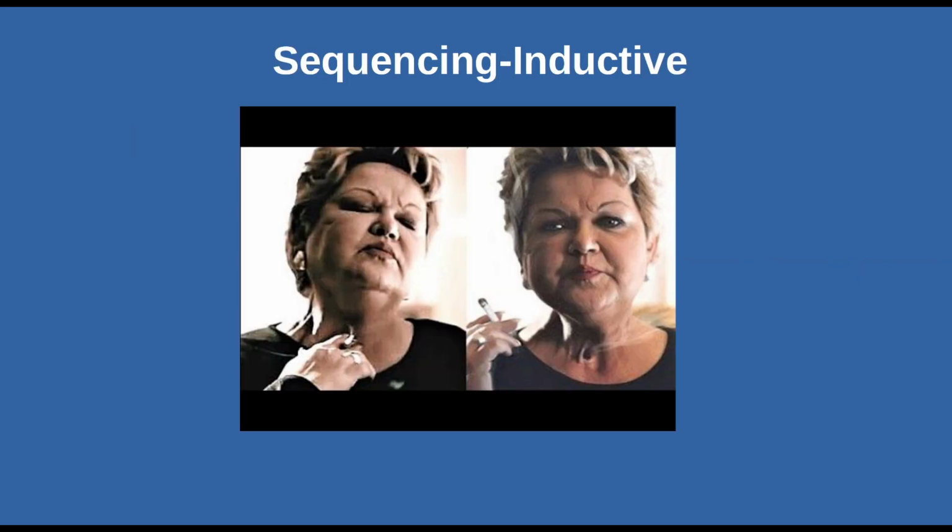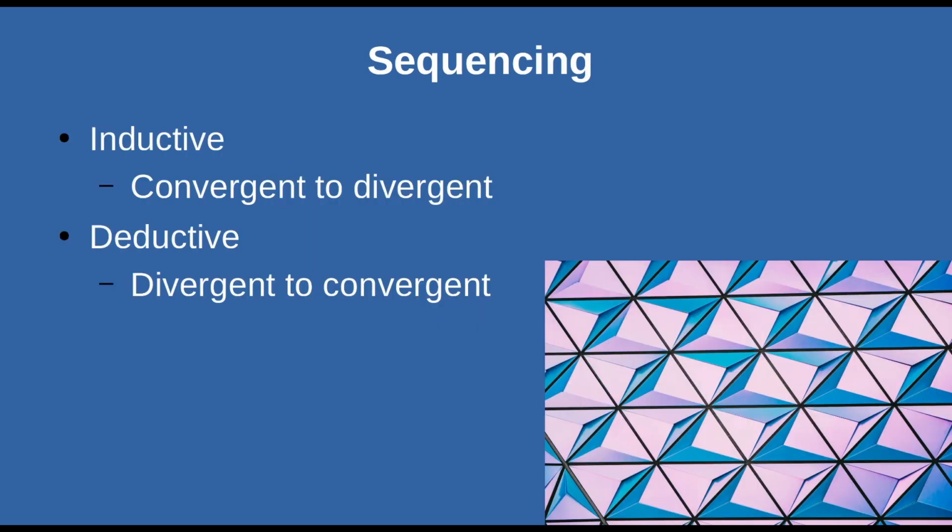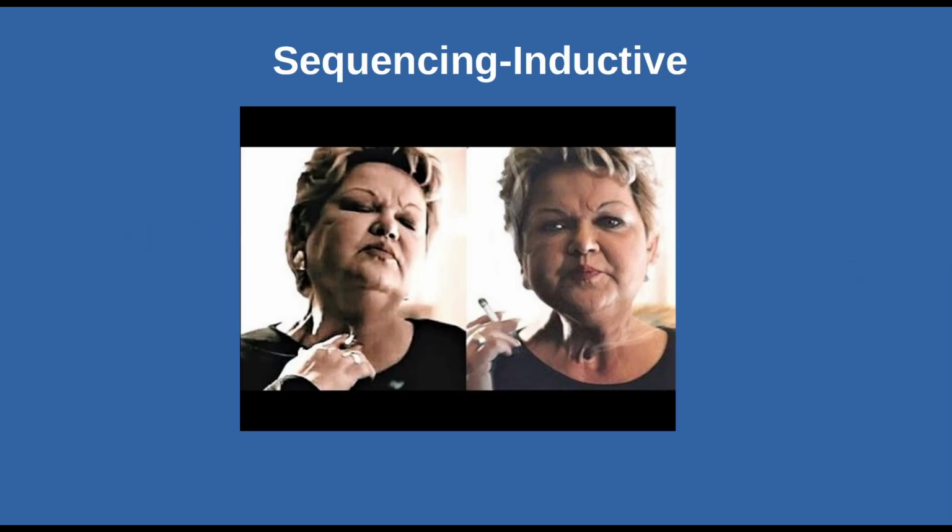So here's a famous example of something that can be used for inductive reasoning. Remember, with inductive reasoning, you start with a convergent question and you move to divergent. So you might ask the students, okay, what do you see in this picture? Generally, there's probably going to be one answer. You're going to see a woman who's smoking a cigarette through her throat. This is a very famous picture, by the way.